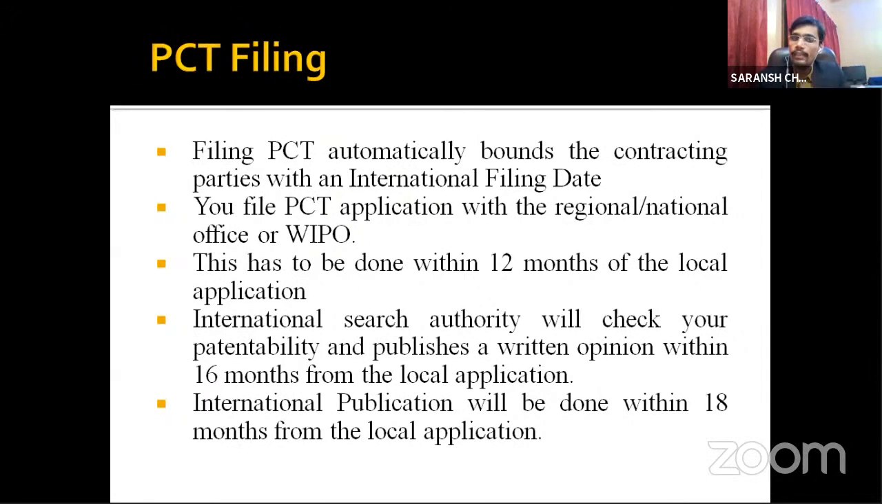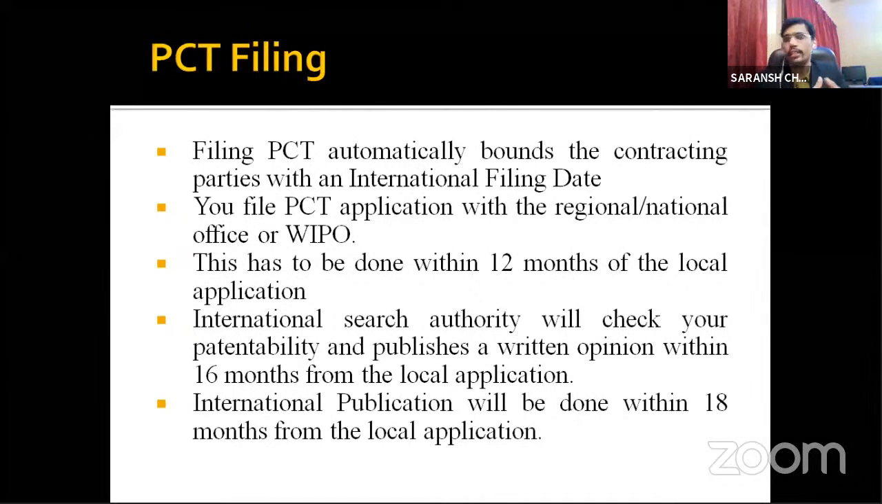So you file a PCT application with the regional national office or WIPO. You also have the right to go for WIPO. I give an example of India. You file a regional patent application in India. Within 12 months, you also file a PCT application. You want to go global, right? So your international search authority will check your patentability. As I told you, you will be checked by an international search authority. You have an option and full freedom to choose your international search authority.